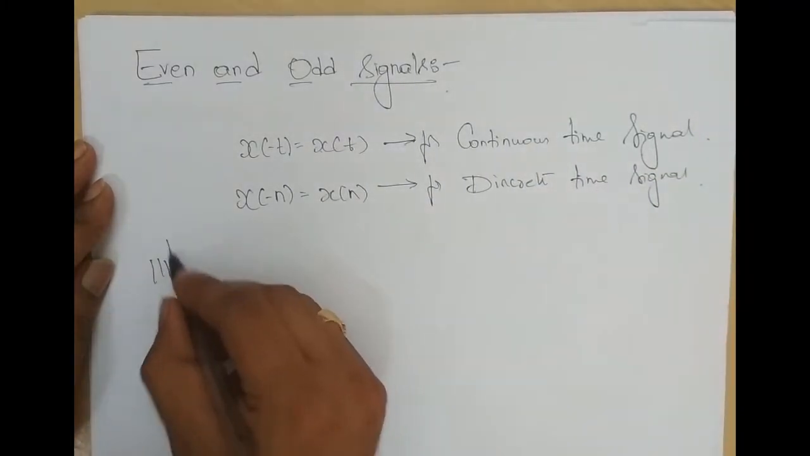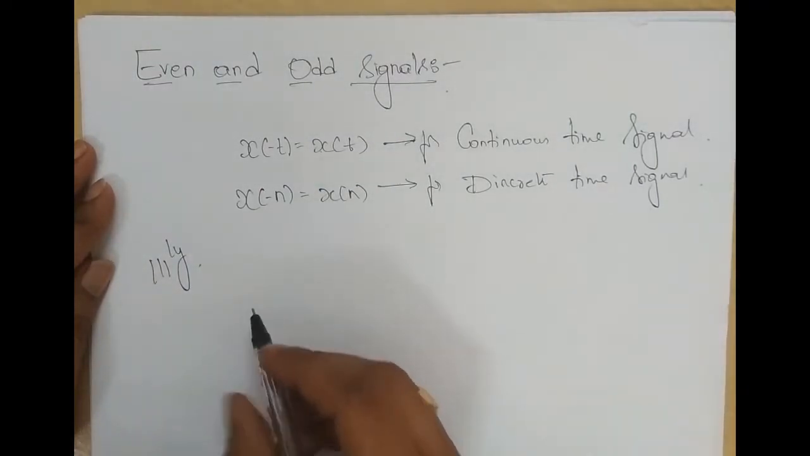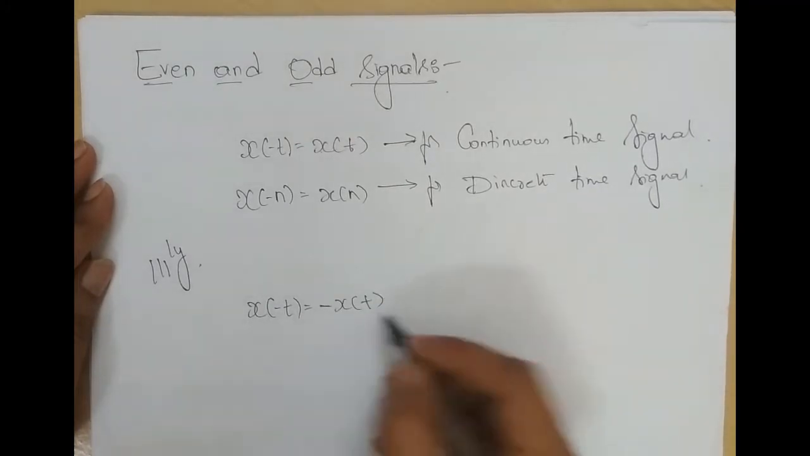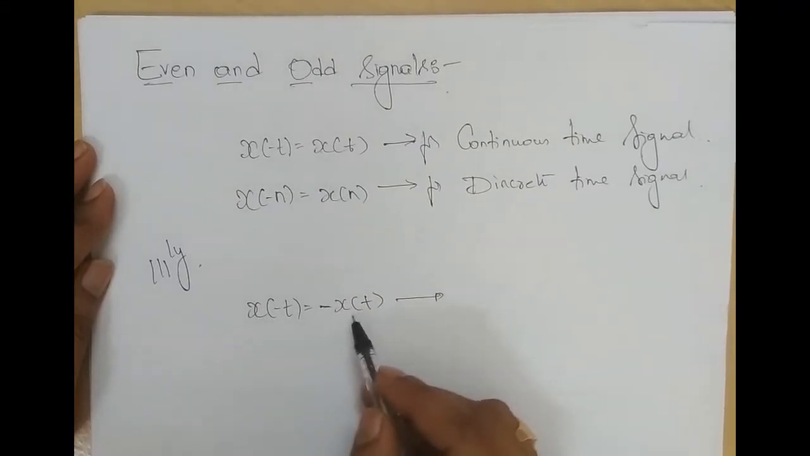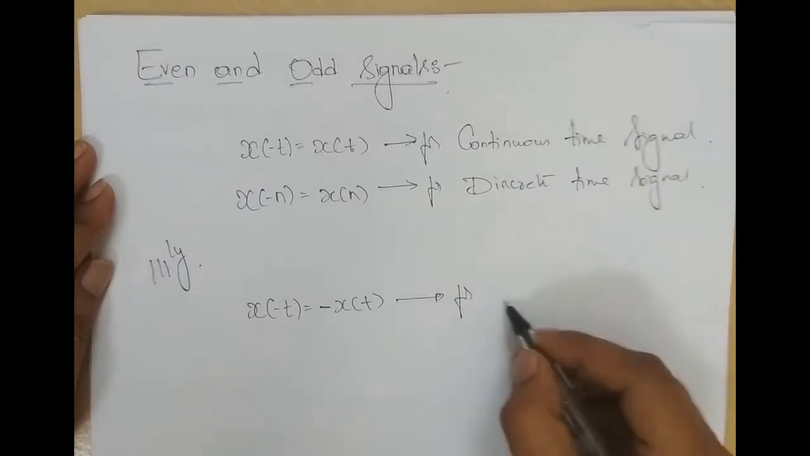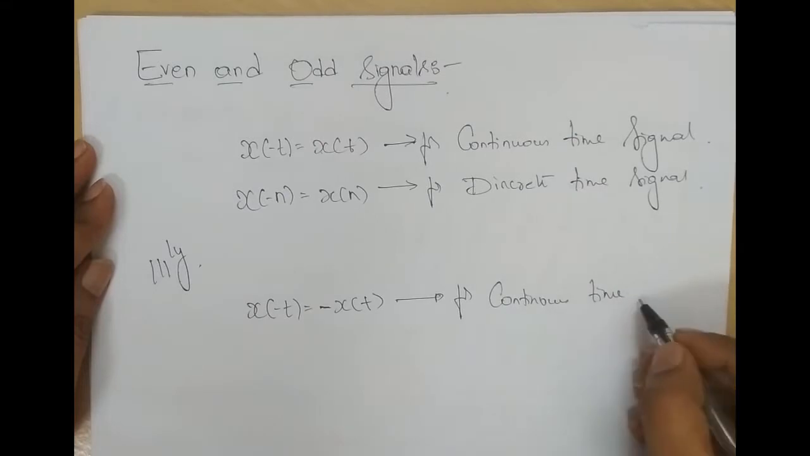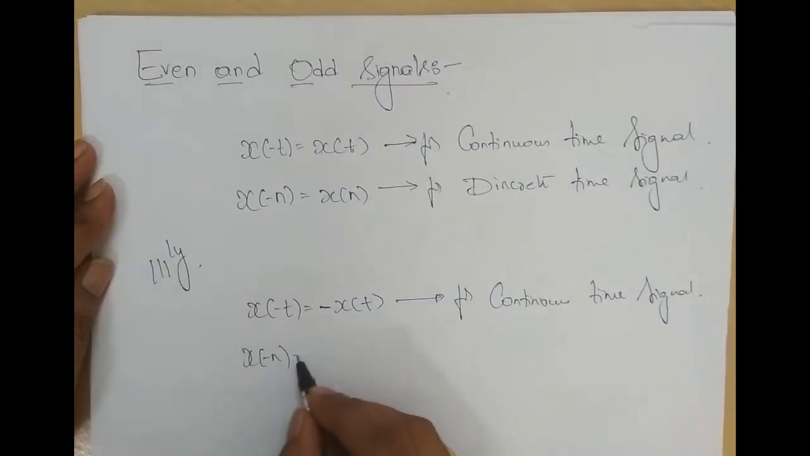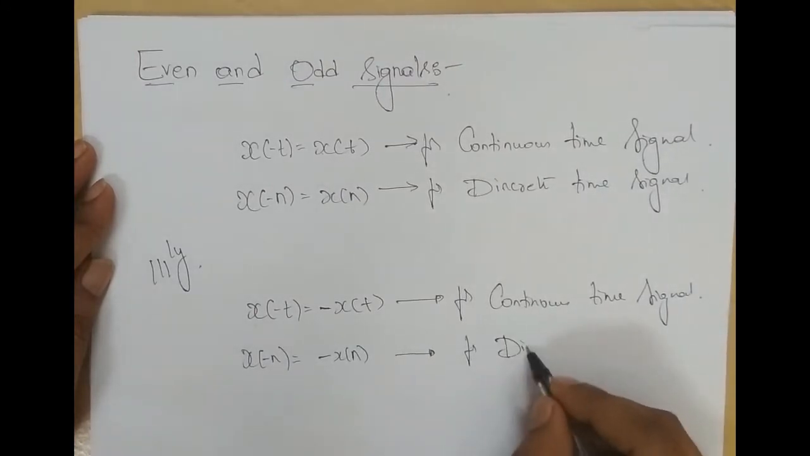So similarly, what is the condition for an odd signal? A signal is said to be odd if it satisfies the condition x of minus t is equal to minus x of t, right? Amplitude in the negative side of t should be negative of the amplitude in the positive side of t, right? This is for continuous time signal, and x of minus n is equal to minus x of n, and this is for discrete time.